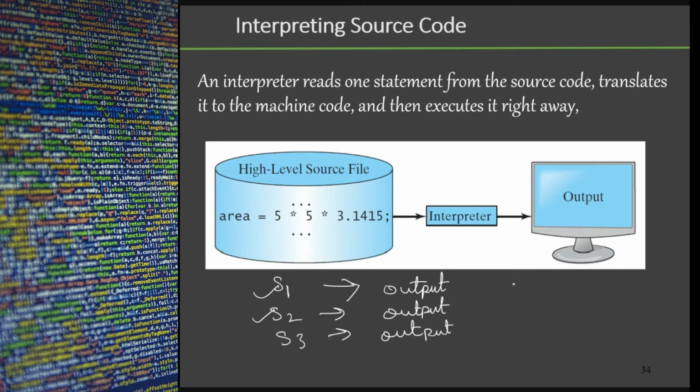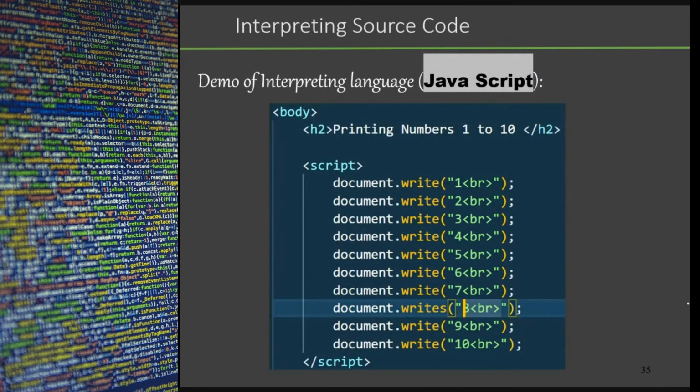On the other hand, what about the compiled languages? Compiled languages are translated completely. So if three statements are there, S1, S2, and S3, collectively they will be translated into a .exe, and with the .exe you can see the output. Let me give you an example. With the example you will understand.